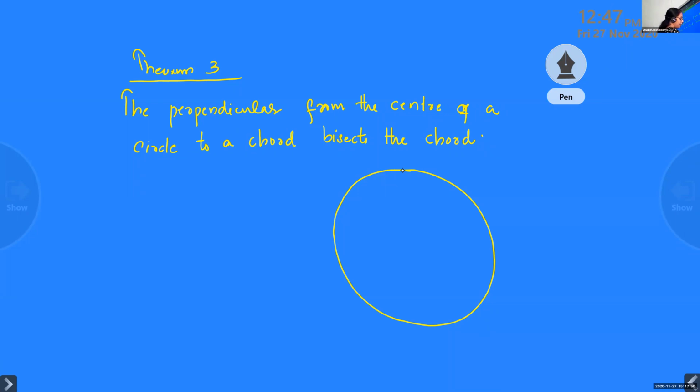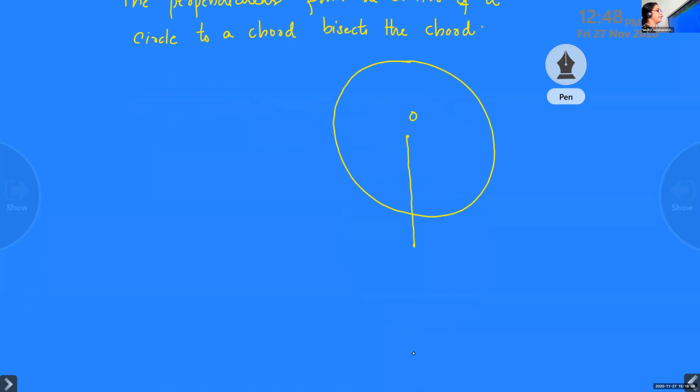Okay. Perpendicular. O is the center, suppose. We are drawing a perpendicular. What do you mean by perpendicular? There will be 90 degrees. We are drawing a line downwards and the angle will be 90 degrees. And to where will we draw? To a chord, right? Yes, ma'am. The perpendicular is drawn to a chord. And this is 90 degrees.